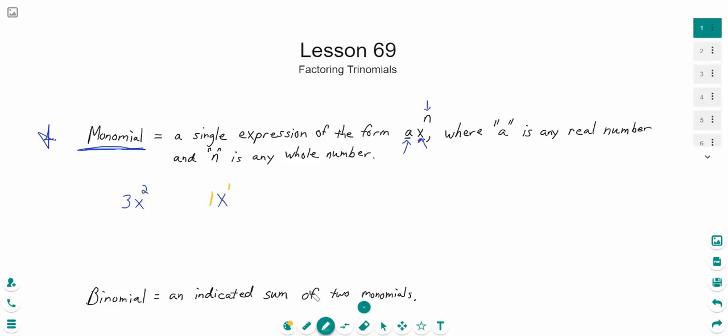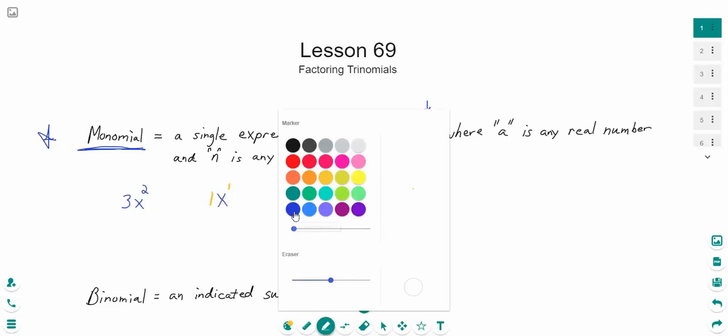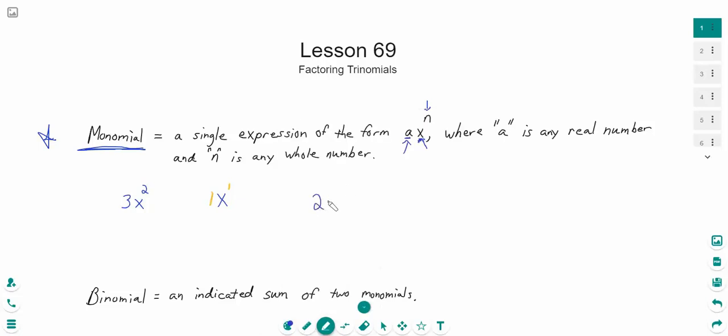All right. Let's try another one. Is this a monomial? The number 2. Could that be considered a monomial? Think about that for a second. What do you think? Well, if your answer was yes, you are right. Do you know why? Well, if you don't know why, let's go through it. So how could this be written in this form?